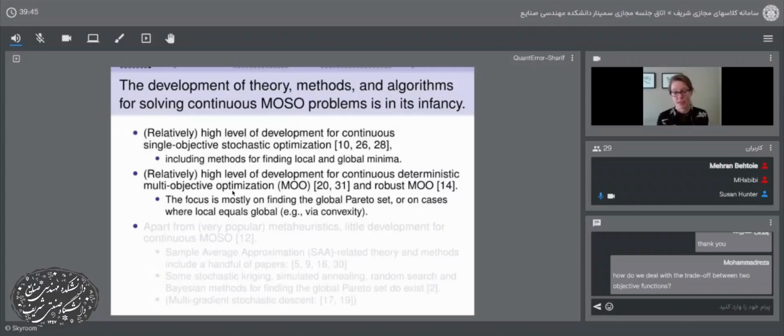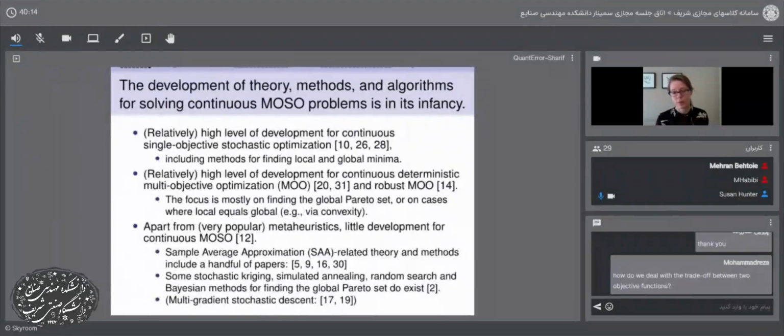There's also a relatively high level of development for continuous deterministic multi-objective optimization. In fact, this field is older than single objective stochastic optimization. This is probably, just a guess, from the 50s and 60s, so maybe 50 to 70 years old, somewhere in there. Multi-objective optimization is over 100 years old. So there's quite a lot of development here.